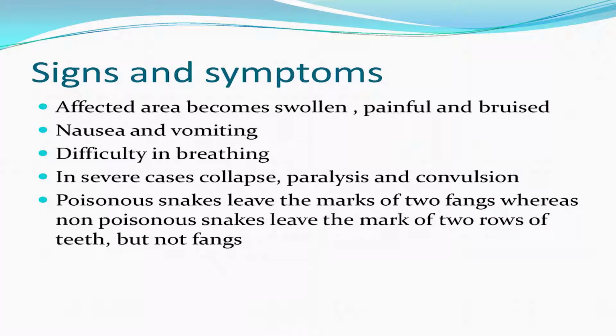Affected area becomes swollen, painful, and bruised. Nausea and vomiting, difficulty in breathing. In severe cases, collapse, paralysis, and convulsion. Poisonous snakes leave marks of 2 fangs, whereas non-poisonous snakes leave the mark of 2 rows of teeth, not fangs.